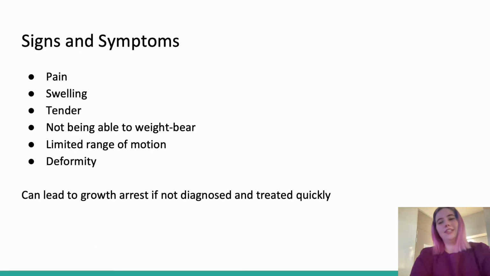So what to look for when a child comes in with a possible fracture is pain, swelling, tenderness over the area, not being able to weight bear, limited range of motion, obvious deformity, and if the fracture is a Salter-Harris classification, so it's involving the growth plate, it can lead to growth arrest if not diagnosed and treated quickly.